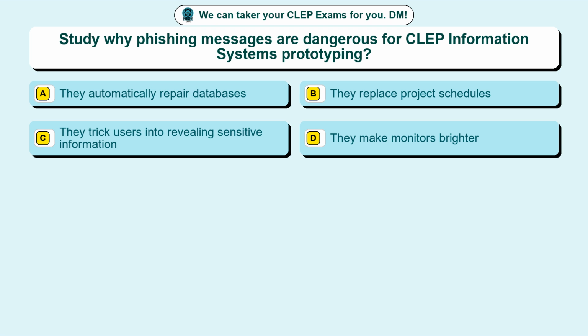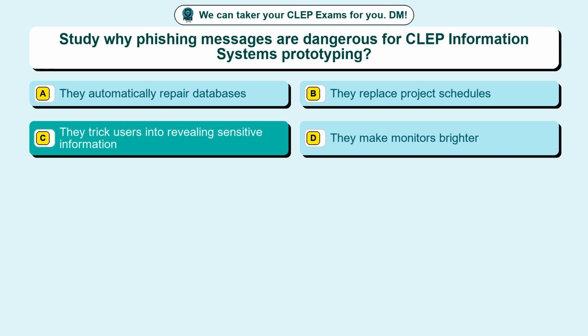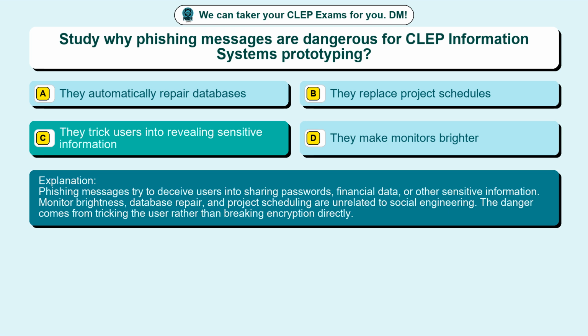Option C. They trick users into revealing sensitive information. Option D. They make monitors brighter. The correct answer is option C. They trick users into revealing sensitive information. Phishing messages try to deceive users into sharing passwords, financial data, or other sensitive information. Monitor brightness, database repair, and project scheduling are unrelated to social engineering. The danger comes from tricking the user rather than breaking encryption directly.